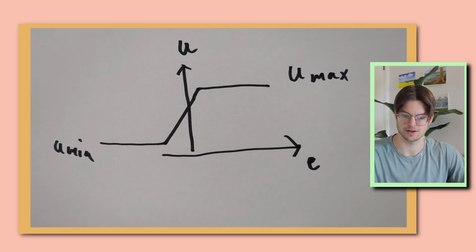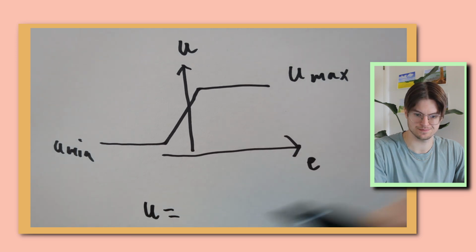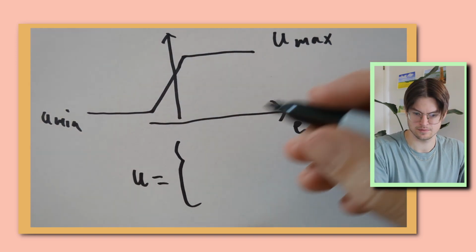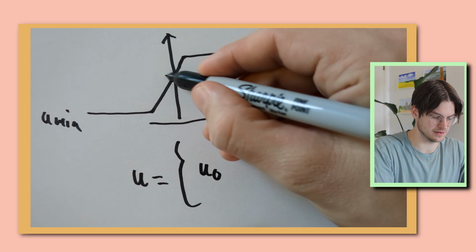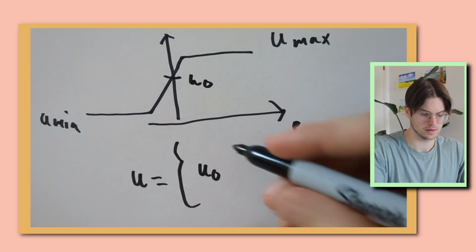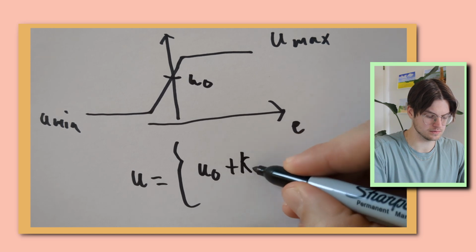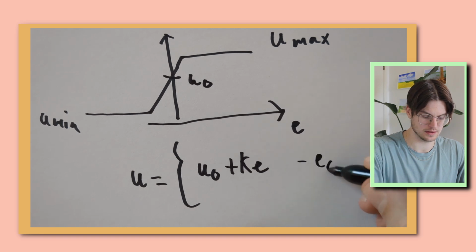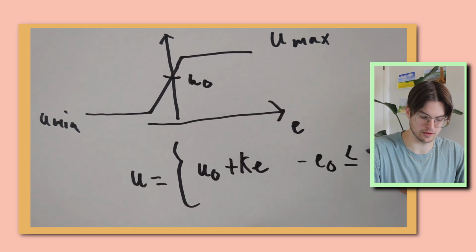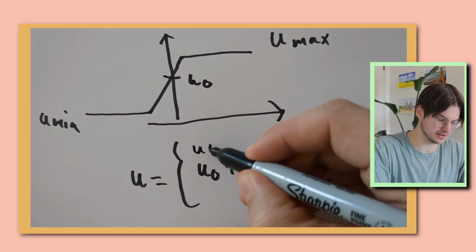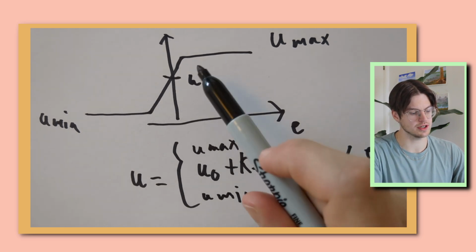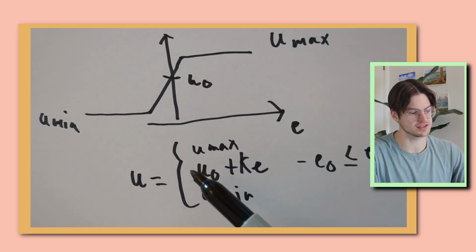The formula for this looks like the following. You have U and U0, which is this value here, plus Ke, which is the strength of the P part, is between some error values here that you decide. And here we have U max, U min. So essentially, when you're in between these 2 points, you adjust it in proportion.